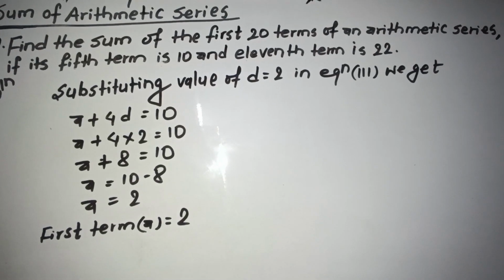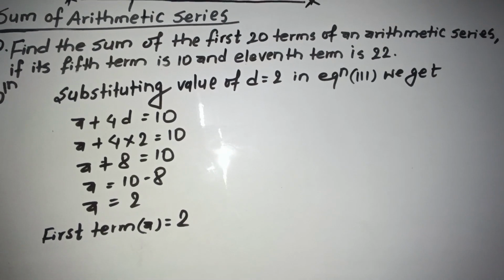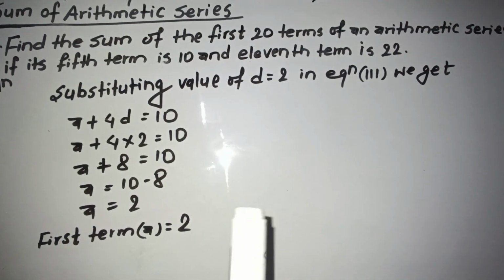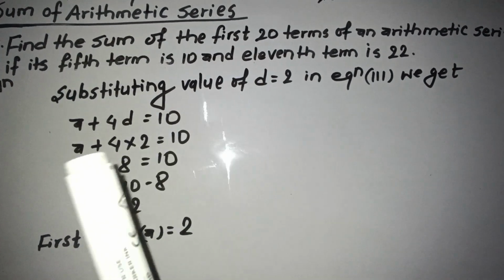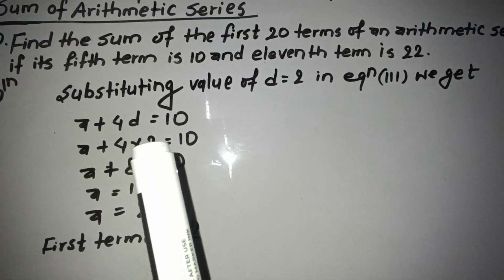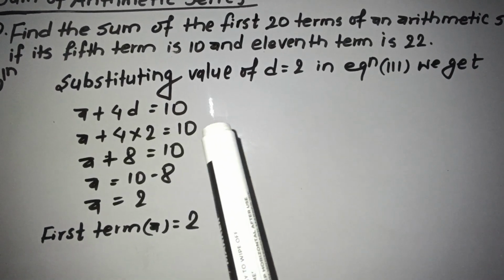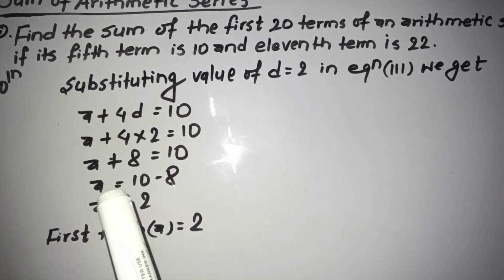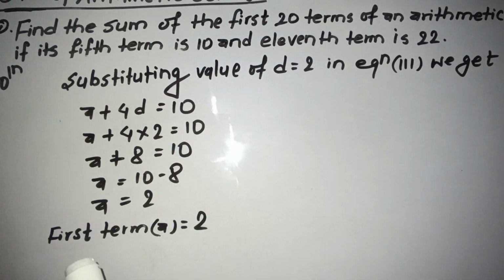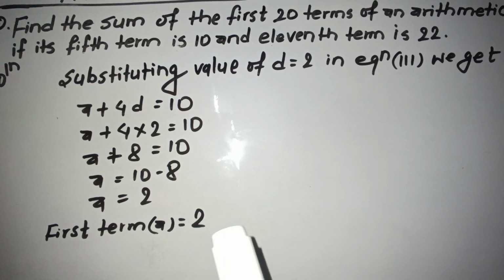Substituting the value of d is equal to 2 in equation third, we get a plus 4d is equal to 10. We have the equation and substitute the value of d, that is 2. Then a plus 4 multiplied by 2 is equal to 10. Then solving this, we get a is equal to 2, which is the first term.